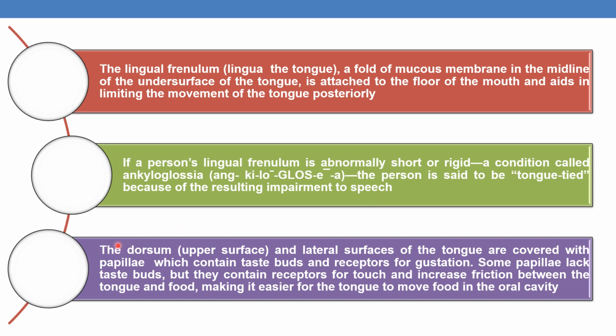The next is dorsum. The dorsum, that is the upper surface and lateral surface of the tongue, is covered by papillae, which contain taste buds and receptors for gustation. Gustation is nothing but taste. Some papillae lack taste buds, but they contain receptors for touch and increase the friction between the tongue and food, making it easier for the tongue to move the food in the oral cavity. These are the various parts of the tongue.